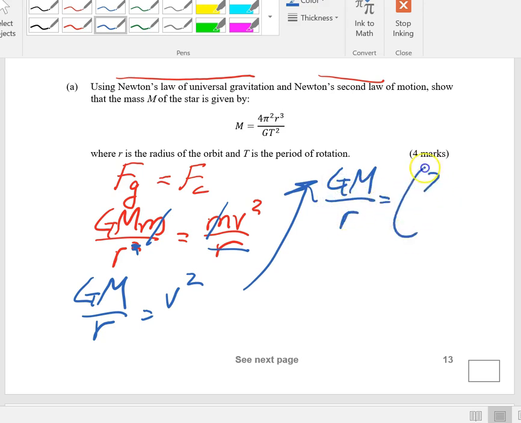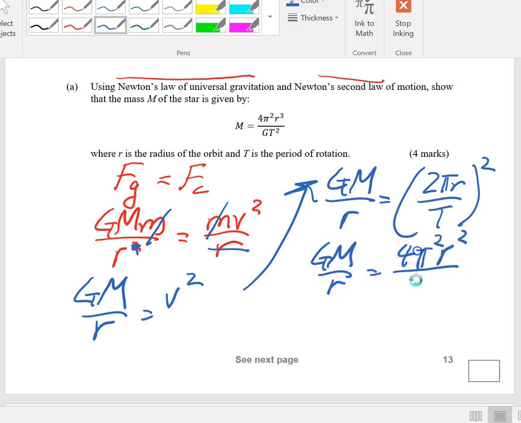v here is 2 pi r over the period. Don't forget that this whole thing is actually squared. So expand this term once again. You have on the right hand side 4 pi squared r squared over T squared. Now you need to make capital M your subject.